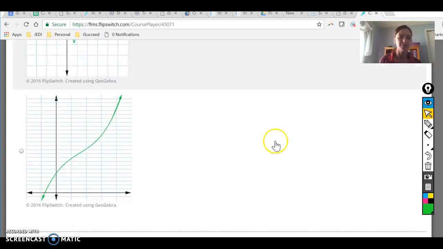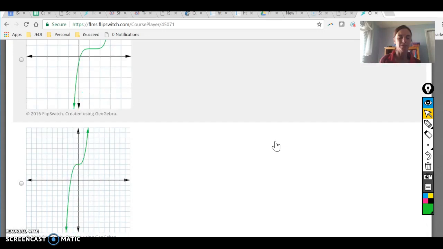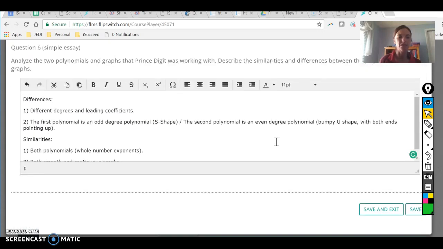Last question. We've really moved through these quickly. I've gone ahead and typed the answer here. It says, analyze the two polynomials in the graphs that Prince Digit was working with. Describe the similarities and differences between the polynomial and the graphs. So the differences is that they had different degrees and different leading coefficients.